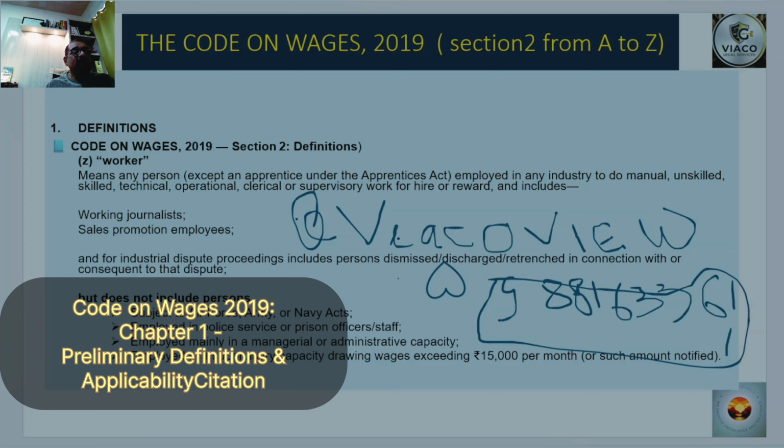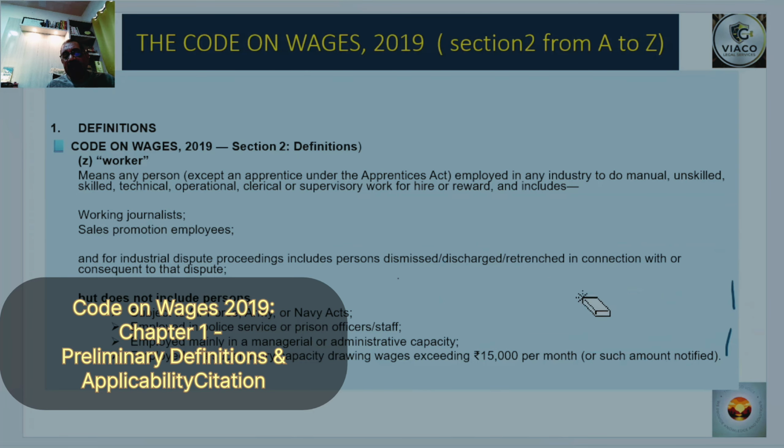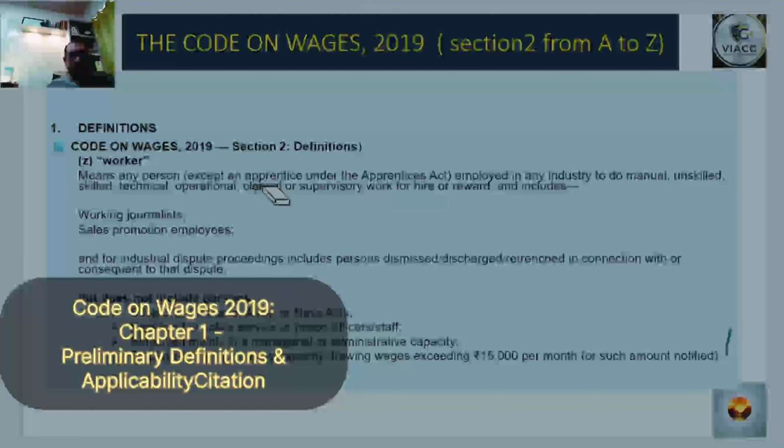Now वर्कर की डेफिनेशन अगर आप देखेंगे, वर्कर की डेफिनेशन में आपको ये सब मिल जाएंगे. आप देखेंगे वर्कर की डेफिनेशन में क्या है, means any person except an apprentice under the Apprentice Act employed in connection to the manual, unskilled, skill, semi-skill, technical operation, clerical or supervisory work for hire or reward, journalist, okay, journalist nature of activity, journalist हो सकता है और सेल प्रमोशनल वाला हो सकता है. ये भी वर्कर की डेफिनेशन में डाल दिया गया है. अप्रेंटिस को यहाँ से निकाल लिया गया है.